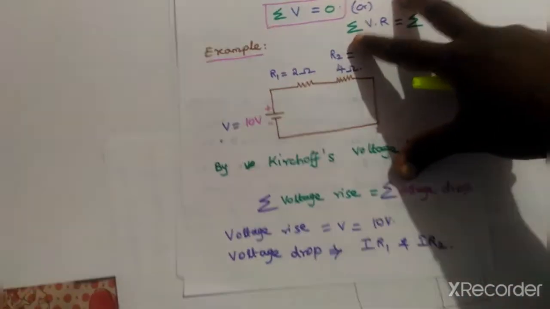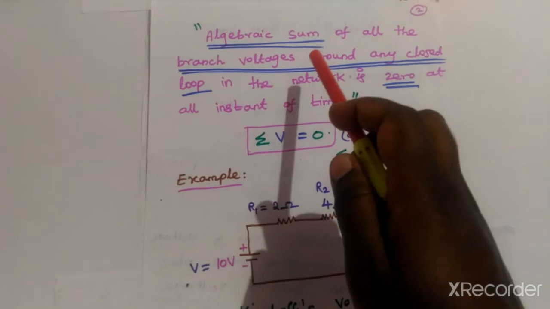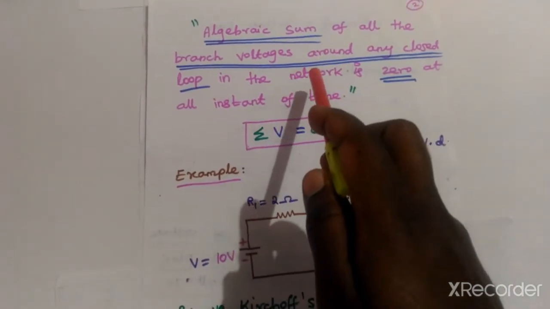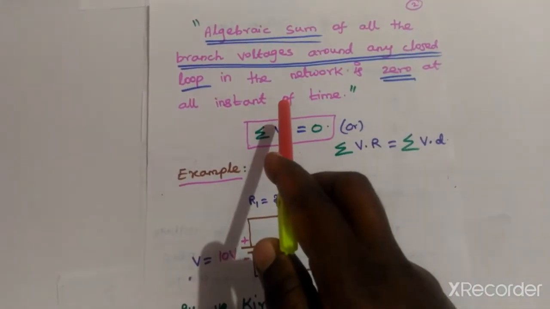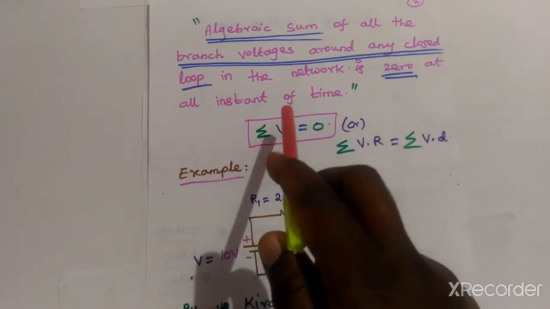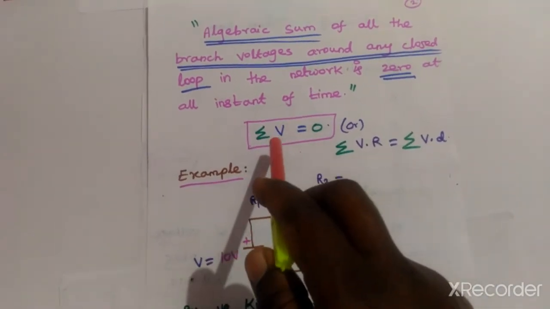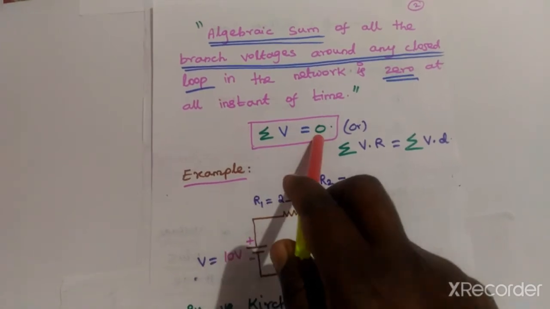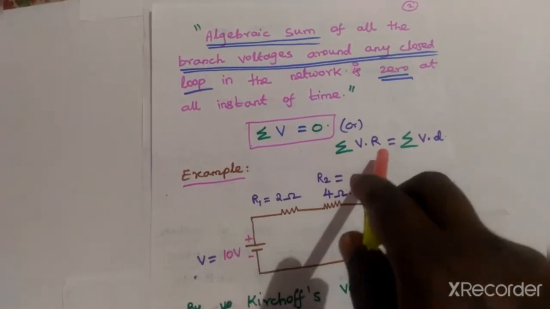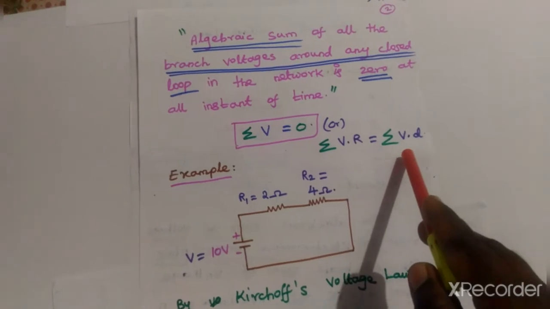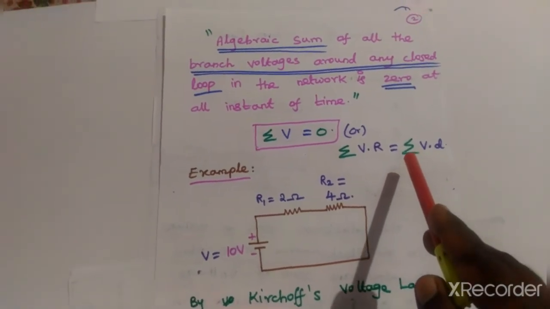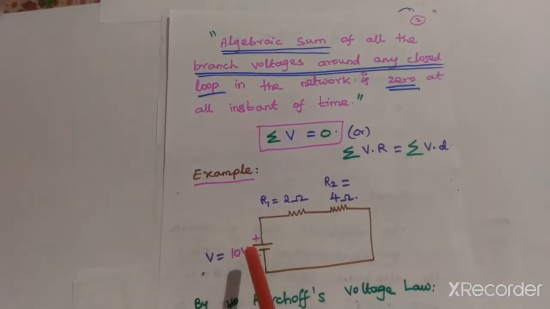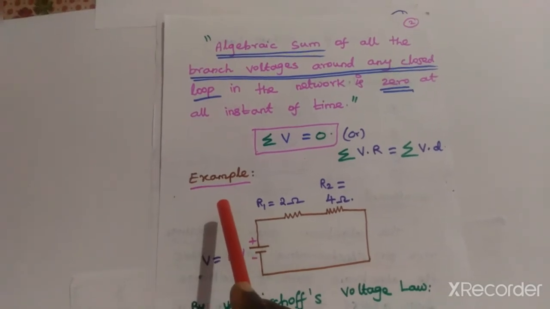defined as the algebraic sum of all the branch voltages around any closed loop in a network is 0 at all instants of time. That is, the algebraic sum of voltages in a closed circuit is equal to 0. So summation of voltage rise is equal to summation of voltage drop. To understand this concept clearly, just see one example.